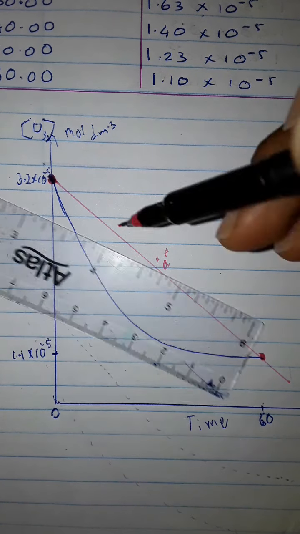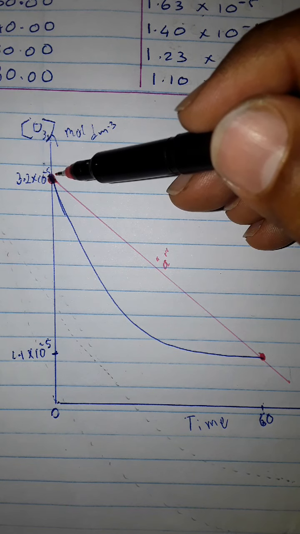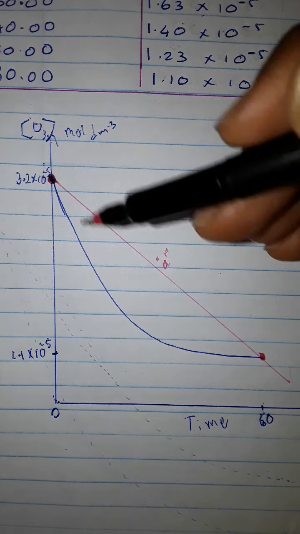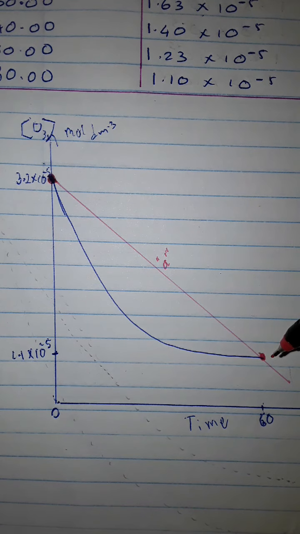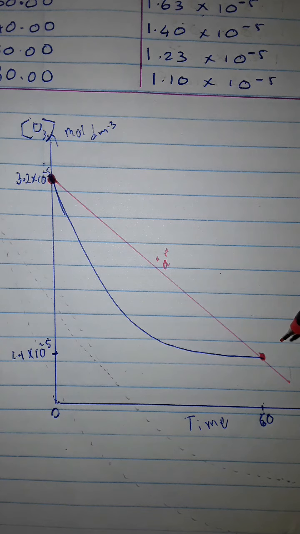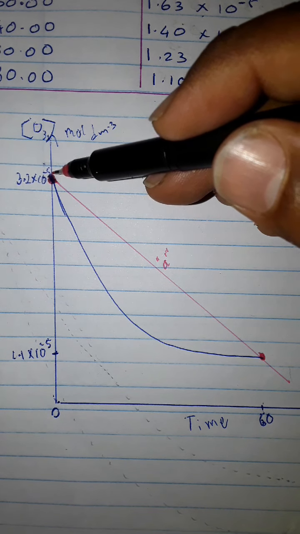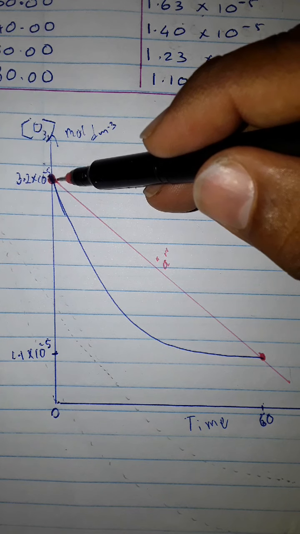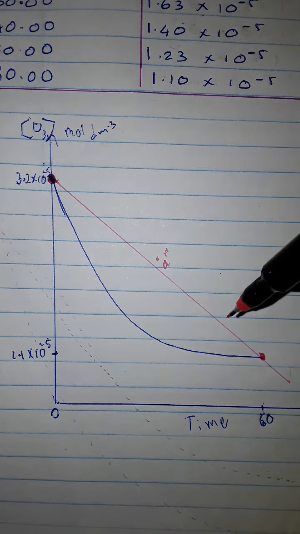Now you can feel that the average reaction rate is a common value for any reaction rate. At the beginning, the reaction rate is very high. Here the reaction rate is low. But the average reaction rate is always a constant value. Average rate of reaction means, concerning the starting point to the end point, we give the average value.